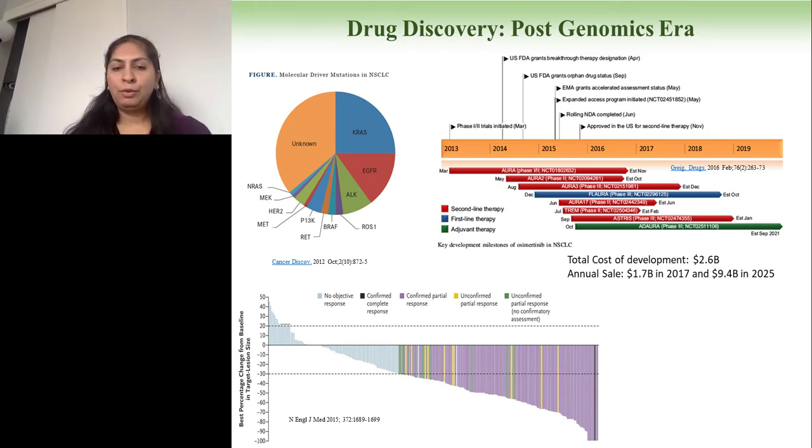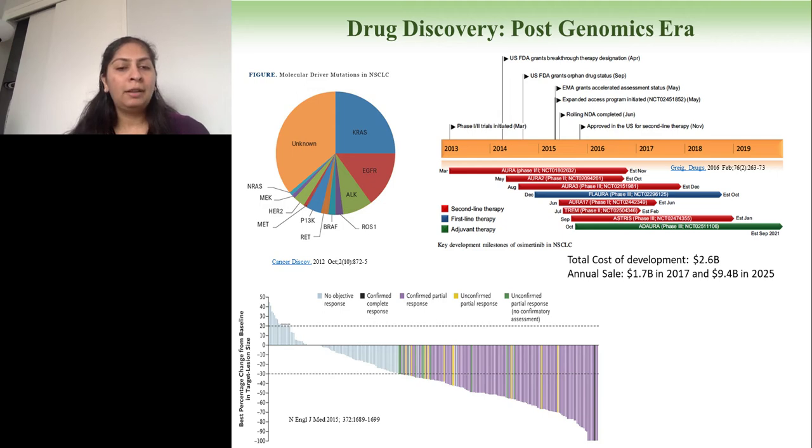And overall, the total cost of drug development for osimertinib was about $2.6 billion. And currently, the annual sale of this drug is $1.7 billion, and it's expected to rise to $10 billion in 2025. So there is a huge success benefit available to the patients who harbor these EGFR mutations.